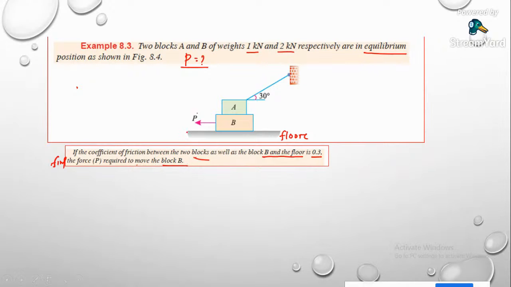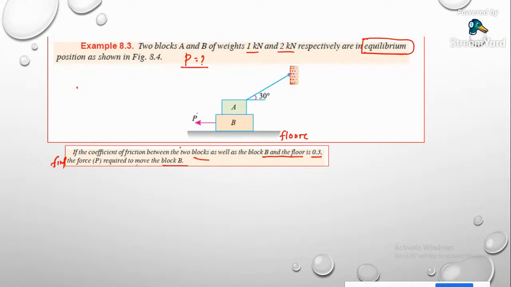It is the case of static equilibrium position. How will you find it out? Because it is already mentioned in this problem, it is in equilibrium condition, and it is about to move, but it is not actually moving. It is on the verge of movement. So we need to draw the free body diagram of this one.